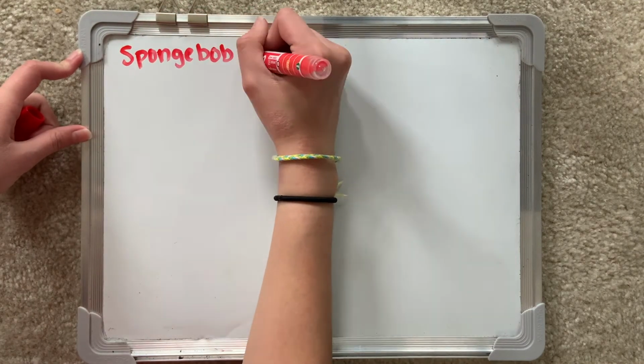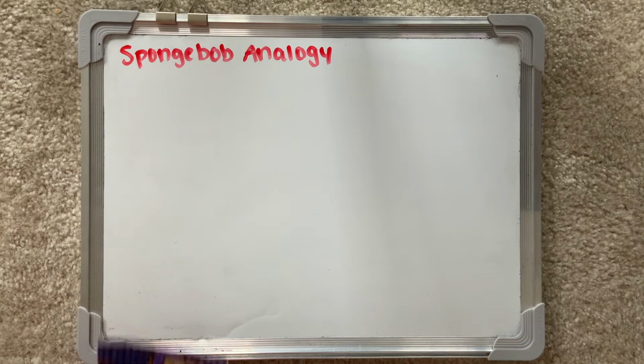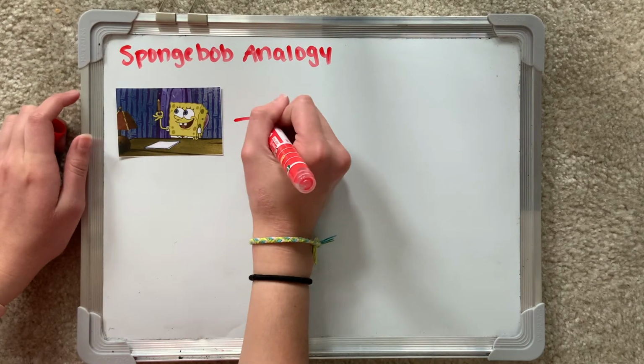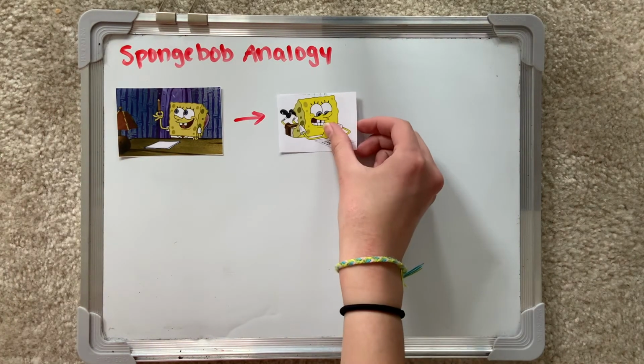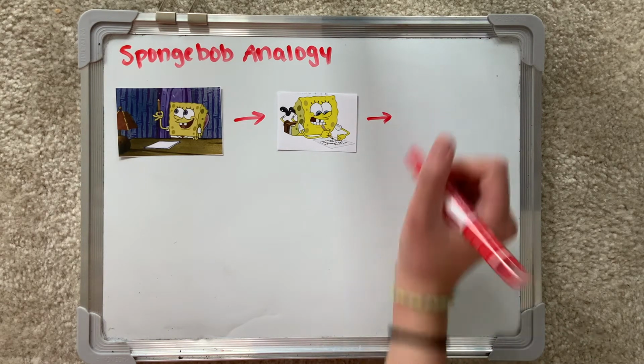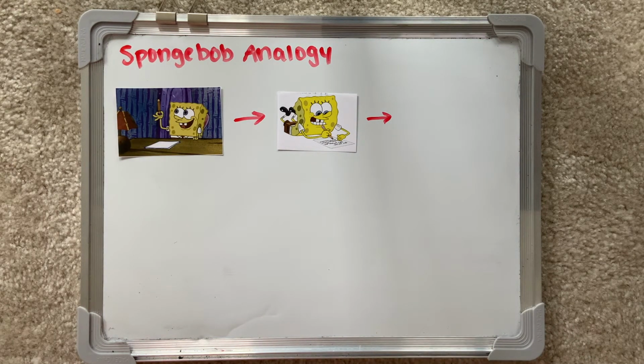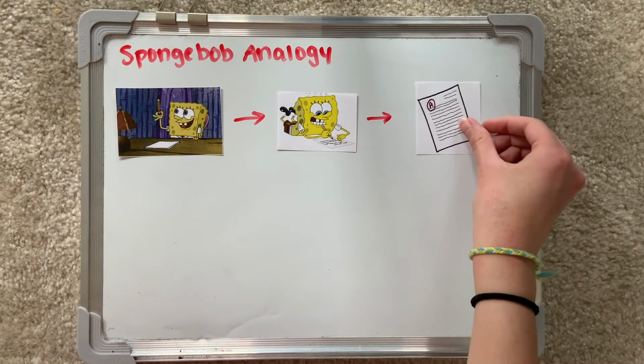To help you understand the negative repressible mechanism, we'll use a SpongeBob analogy. Let's imagine SpongeBob is working hard on writing a paper for Mrs. Puff in boating school. The process of writing is analogous to transcription, and SpongeBob is like the RNA polymerase molecule, creating a wonderful paper rather than mRNA.